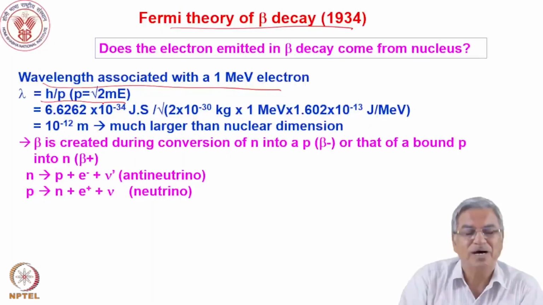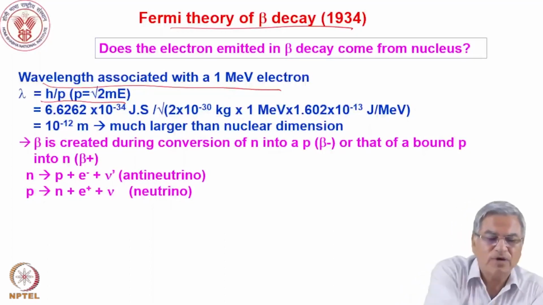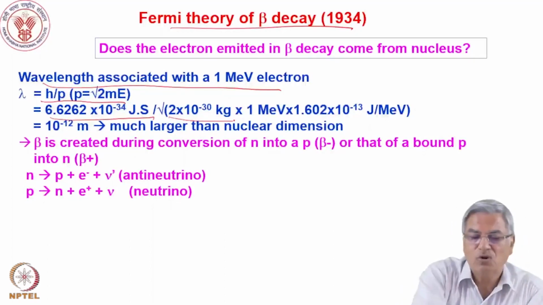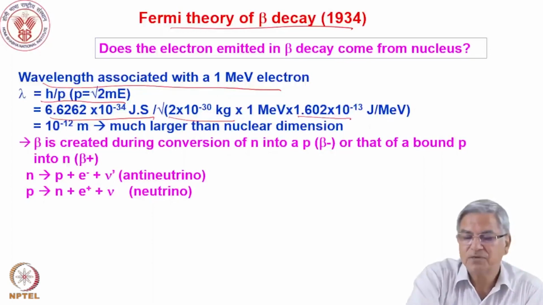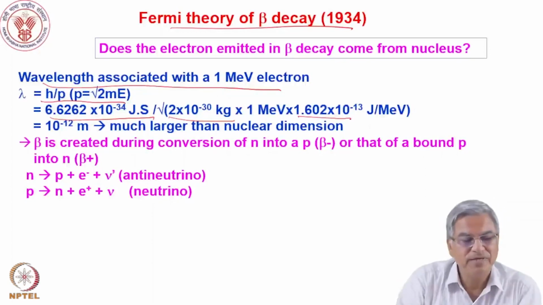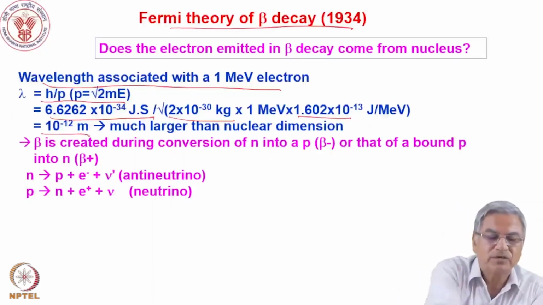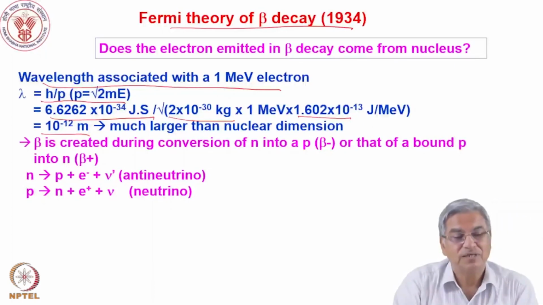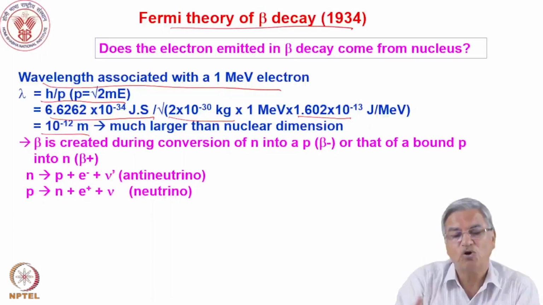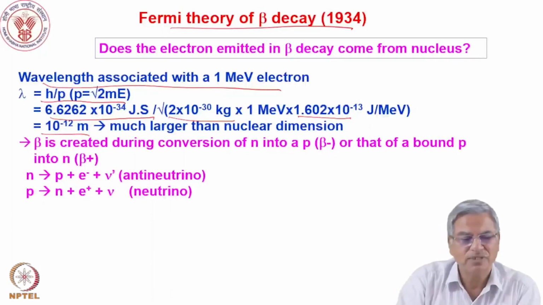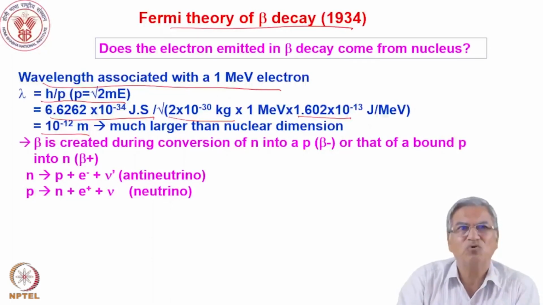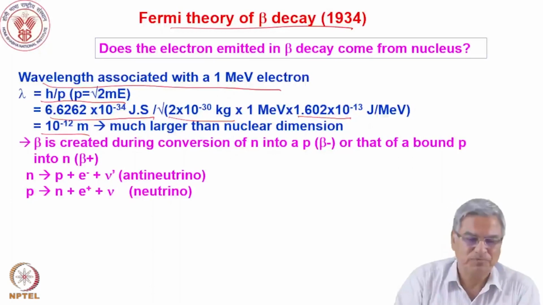m e, with mass and energy. And if you substitute the value of the Planck's constant in joule second, the mass of the electron, and the conversion factor for joule to MeV, it comes to 10 to the power minus 13 meters. So the wavelength of the electron having the energy of about beta particles is much larger than the dimensions of the nucleus. Therefore, the hypothesis that the electron is present in the nucleus is not possible.